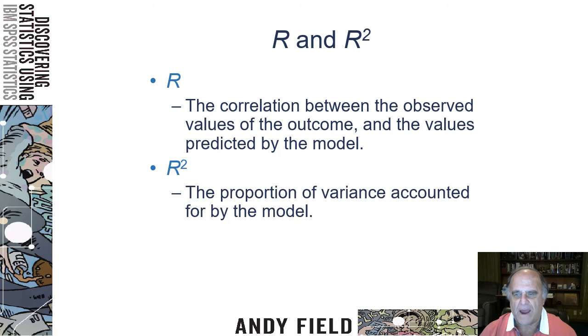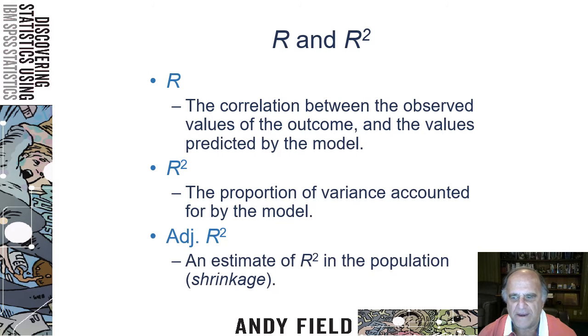All right, R and R squared. Again, R is just the correlation between the observed values of the outcome and the values predicted by the model. So basically, we use those B weights to get, for an individual case, the prediction, and then we compare it to the outcome. We do that for everyone, and we calculate a correlation, and that's our R. And then R squared is just the proportion of variance in Y accounted for by that model.